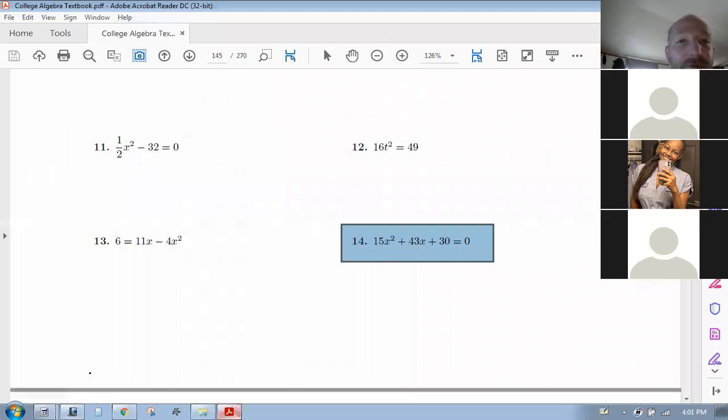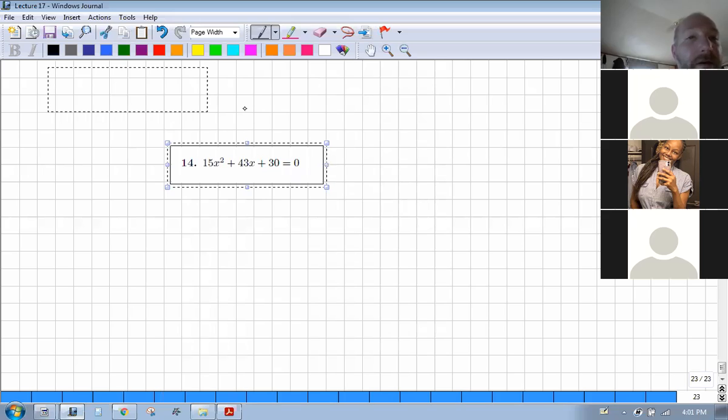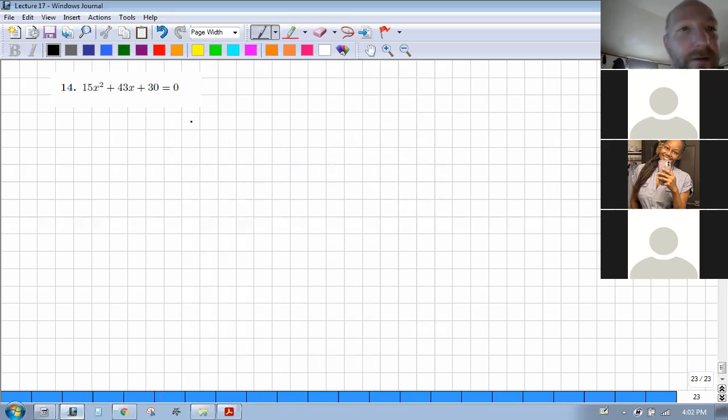One more before we break. Okay, we have 43 as prime, so we can't really do anything with this. We can do our trick. 15 times 30. 15 times 30 is 450. This is going to take a while. Our B here is 43.